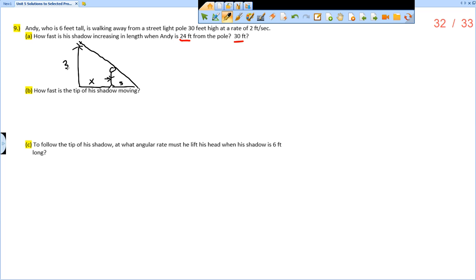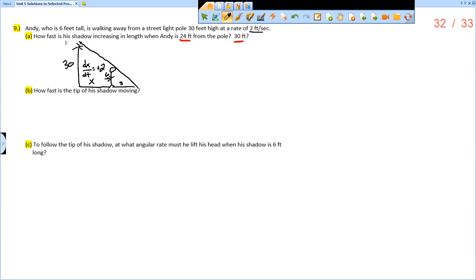Right now, the light pole is 30 feet tall. Andy is 6 feet tall. Those get numbers because those are not changing, right? But x is changing. So there is a dx/dt, which is some positive value. But you're told that he is walking away from the light pole at 2 feet per second. So the dx/dt is positive 2.